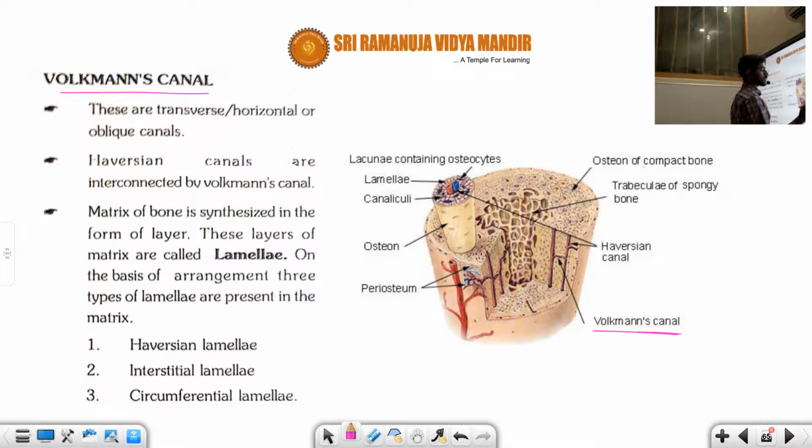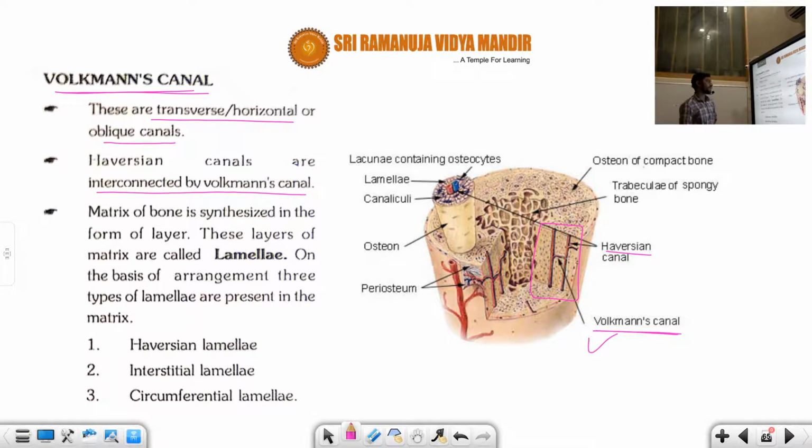One longitudinal Haversian canal is associated with another Haversian canal, right? So what is the meaning of the Volkmann canal? These are the transverse or horizontal or oblique canals. So Haversian canals are interconnected by the Volkmann canal. You can see the diagrammatic representation here for your reference, right?